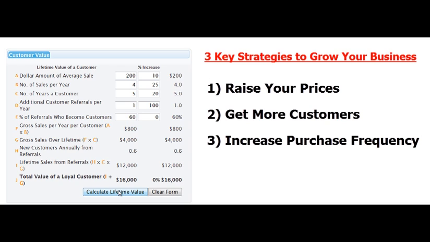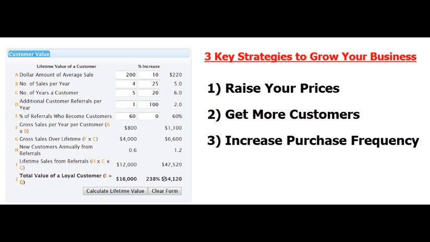Now let's go ahead and click on Calculate Lifetime Value to see what this will do to the total value of a loyal customer over time. Now you can see that we have a 238% increase in the lifetime value of a customer for this particular local printing company. It's gone from only $16,000, which is still quite high, to $54,120. On average, each customer for this business is now worth $54,120 over the course of 6 years of them becoming and remaining a loyal customer to this business.